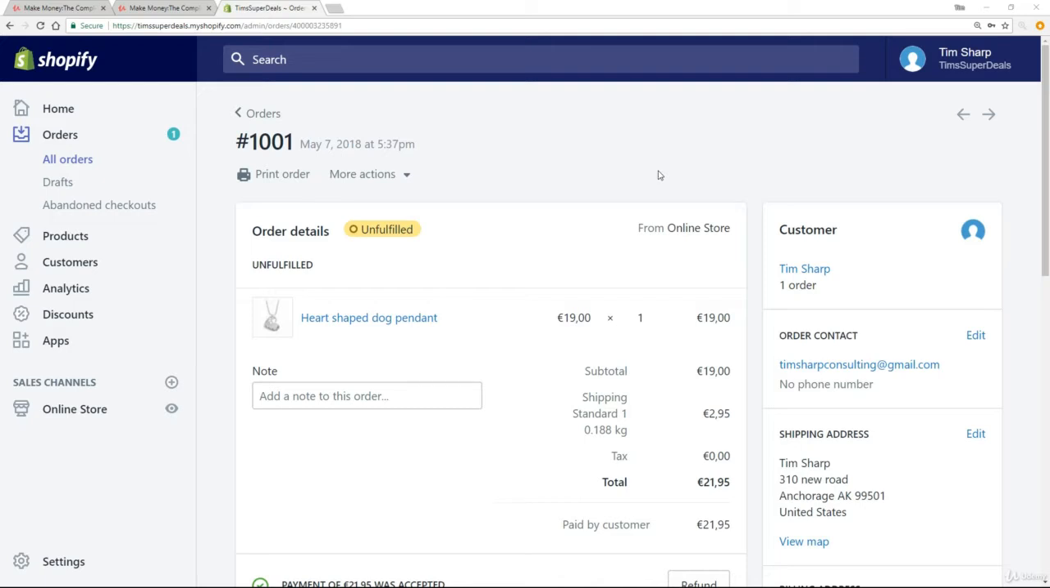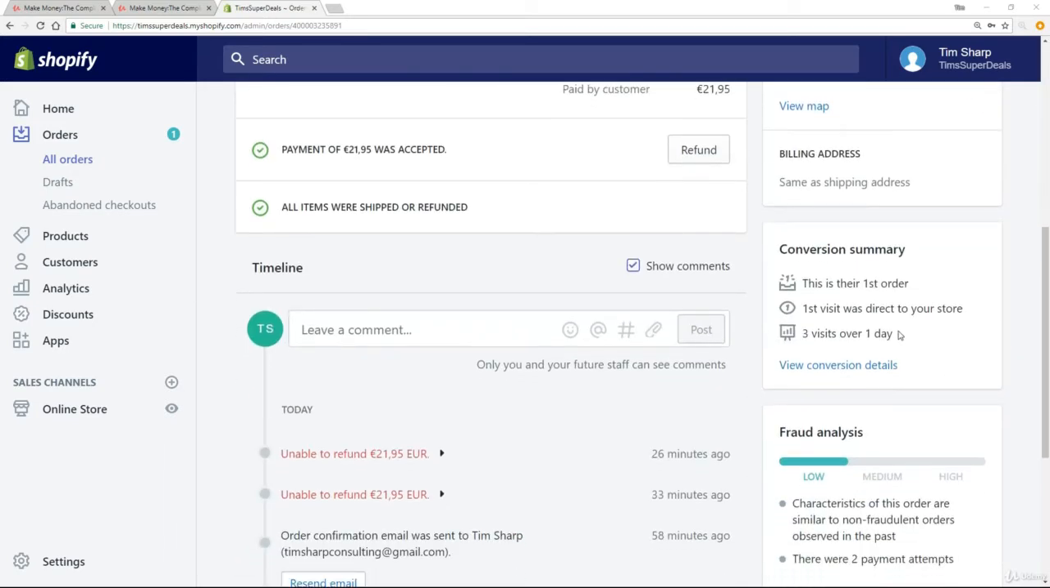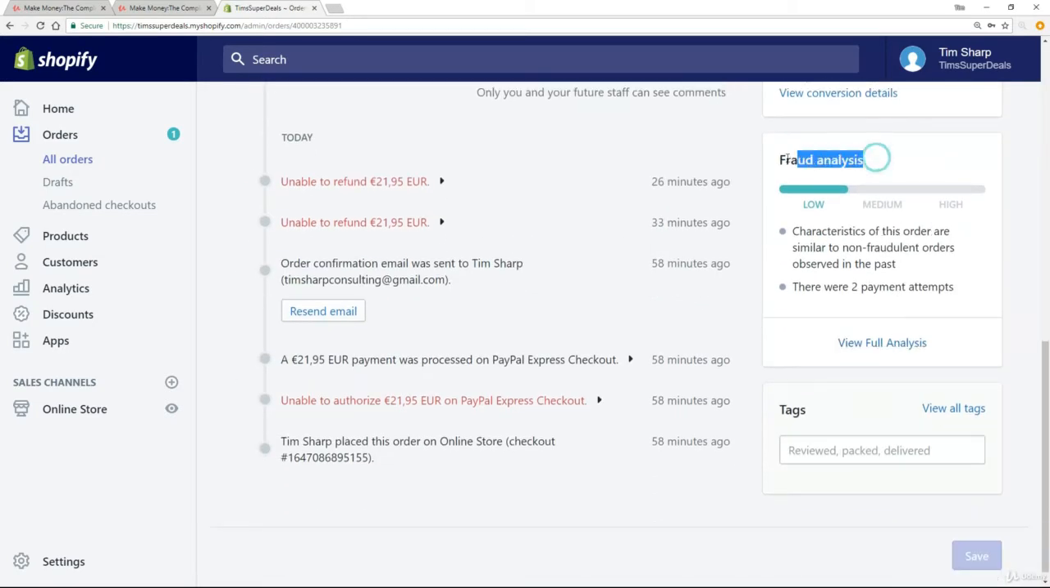But what's nice with Shopify is that you do get this fraud analysis tool. So I'm here on the order that I made as part of my test order. And if I scroll down, I get this section here, fraud analysis. Now, if you've got the normal Shopify package, you won't see this. What it's done is use some sort of algorithm to try to understand whether this order is fraudulent or not. So it's got a low, medium, high. It's given me a low.